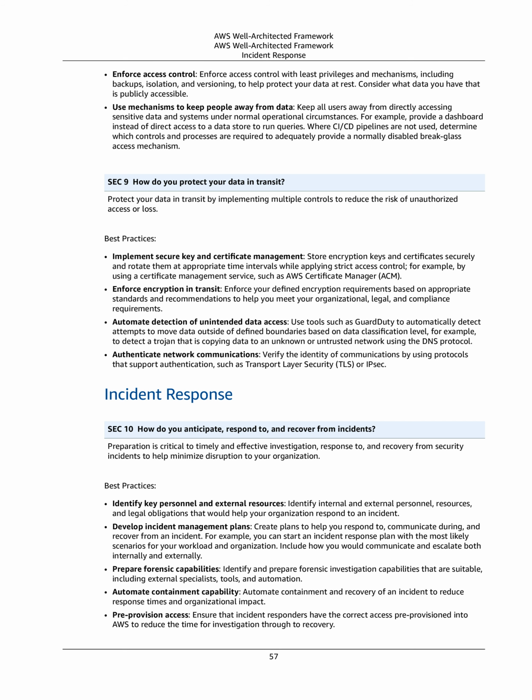Incident response. SEC 10: How do you anticipate, respond to, and recover from incidents? Preparation is critical to timely and effective investigation, response to, and recovery from security incidents to help minimize disruption to your organization. Best practices. Identify key personnel and external resources.